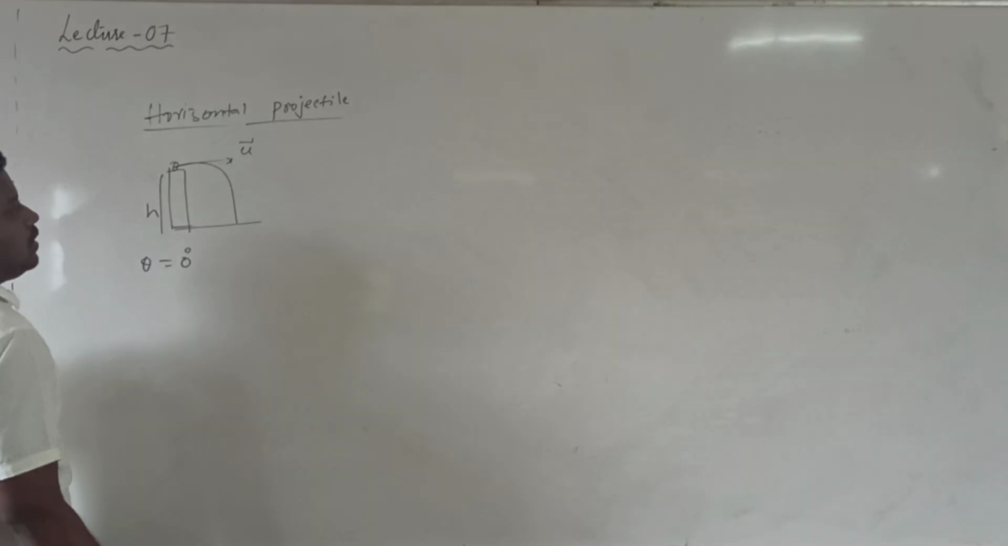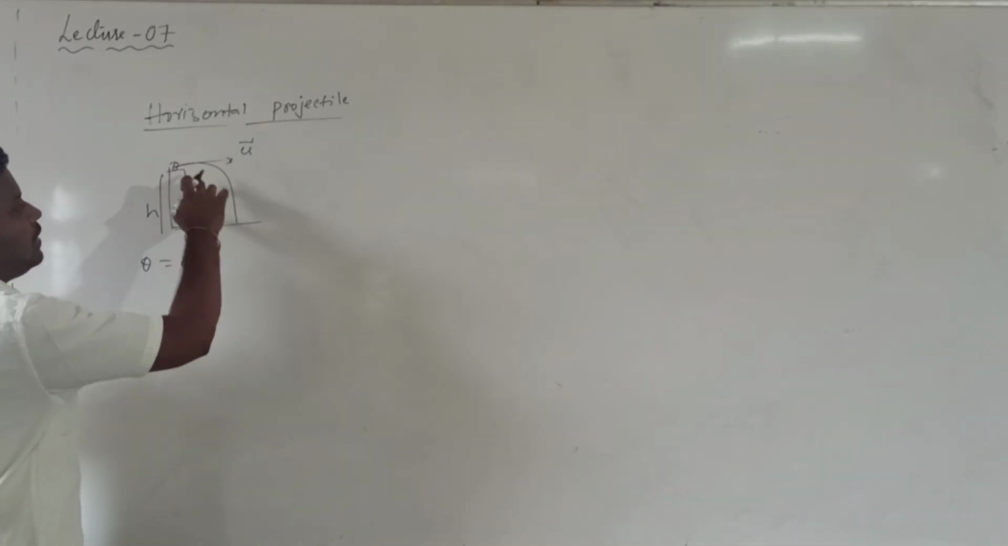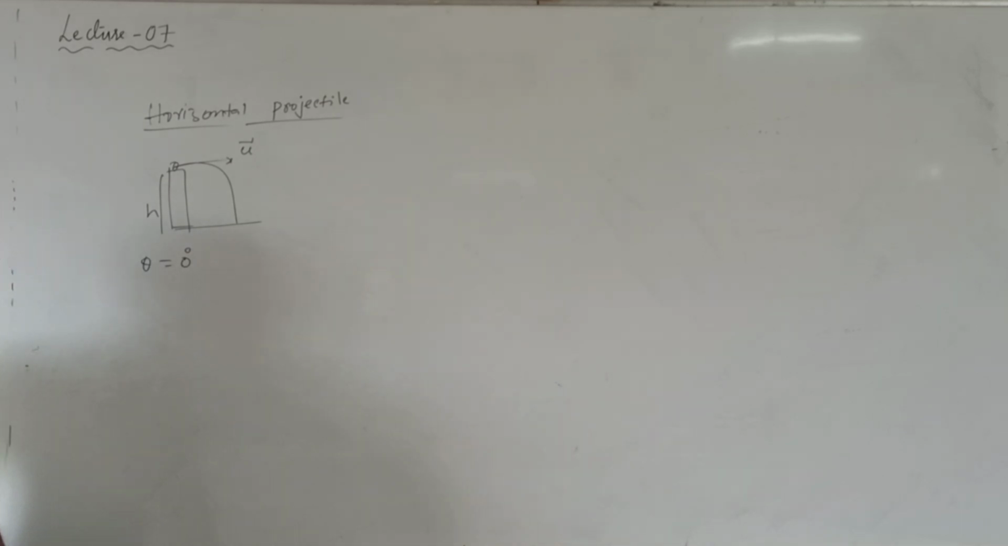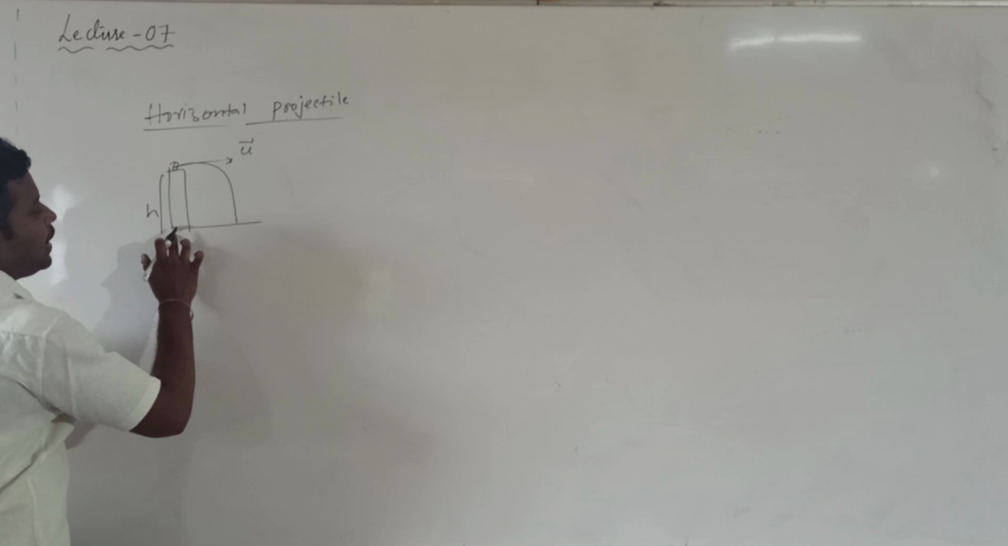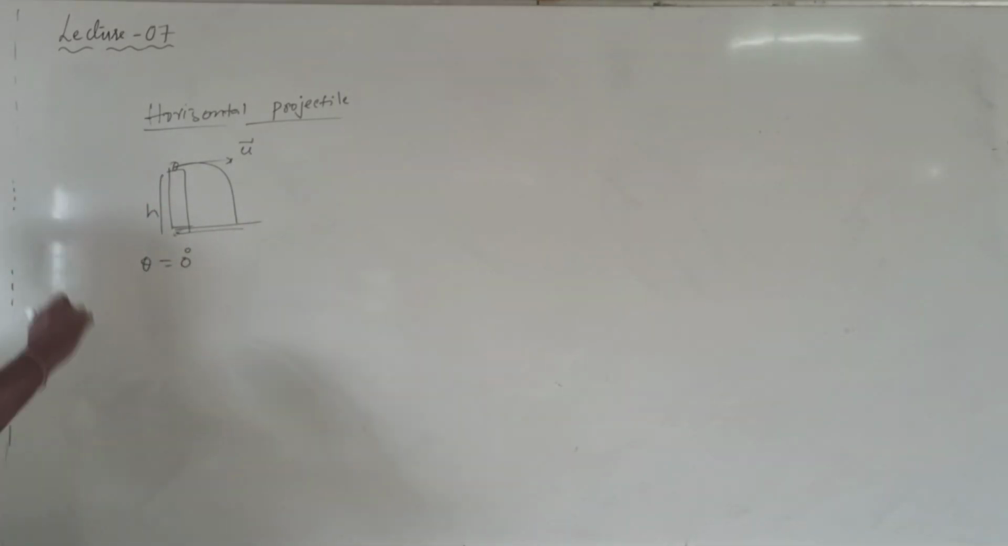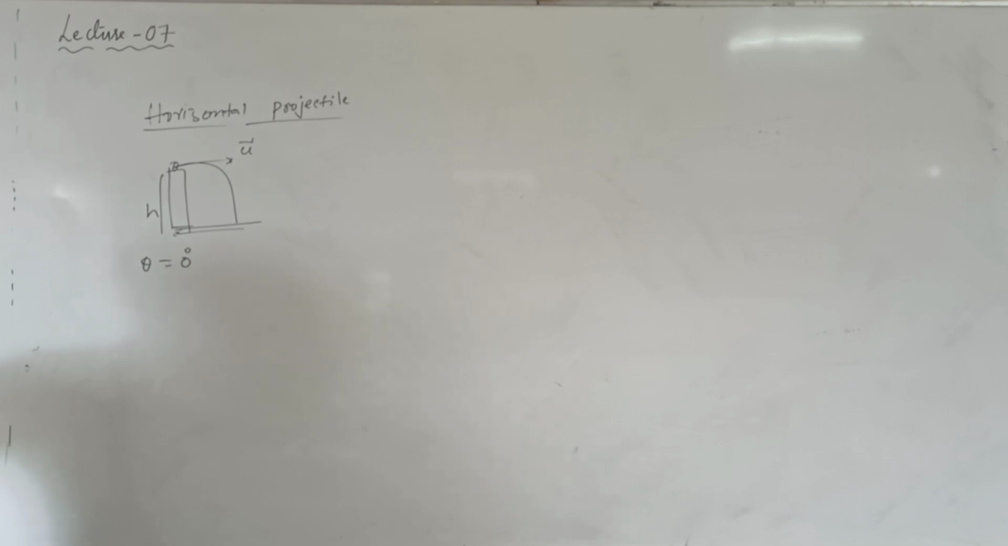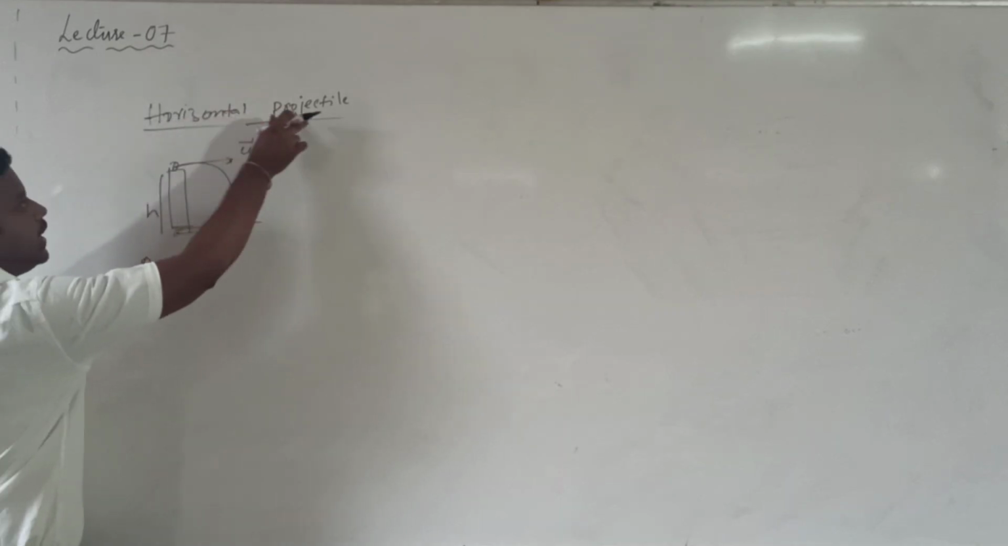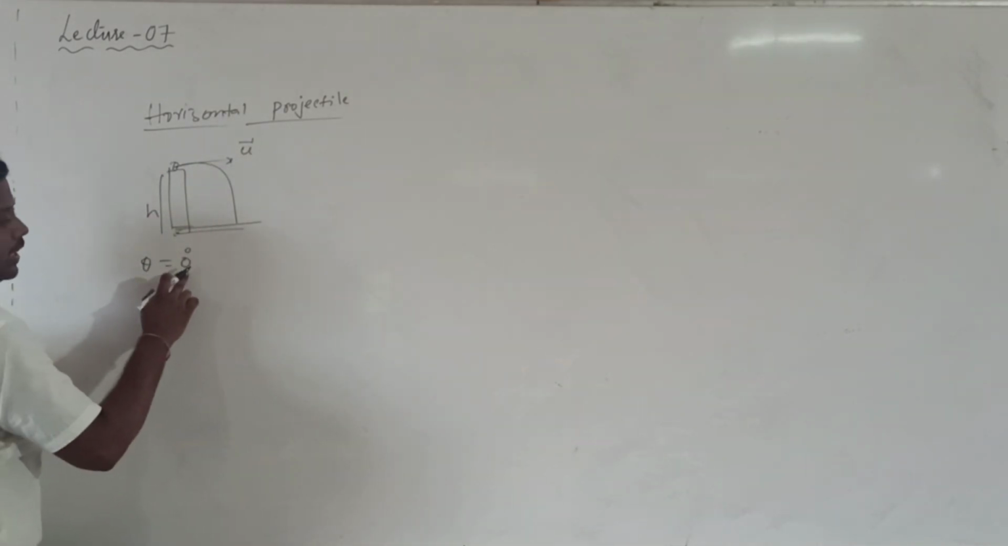So let me check what is the time taken to reach the ground, what is the path or trajectory it follows, and what is the horizontal range value, the distance projected from here to here. That all we discuss. For horizontal projectile, the angle of projection theta with the horizontal is equal to 0. Examples for horizontal projectile: a stone thrown from a moving train, any object thrown from a helicopter moving horizontally, a bullet fired from a gun horizontally. These are a few examples of horizontal projectile.